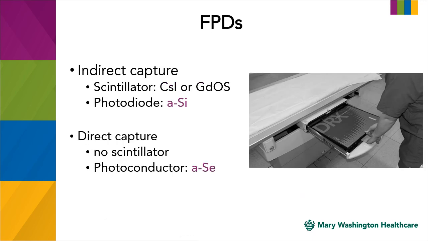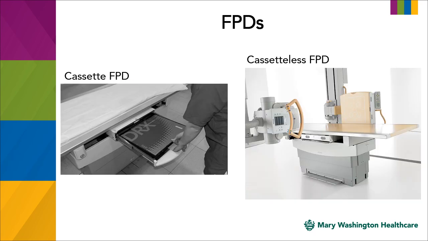So indirect capture, which always involves the use of a scintillator, has cesium iodide or gadolinium oxysulfide and amorphous silicon for its photodiode. Silicon's second letter is an I, just like indirect capture starts with an I. Direct capture has no scintillator and it has a photoconductor, which is amorphous selenium. Both of them are going to look the same as far as the cassettes, or if they're cassetteless. So here's the cassette base and here's the cassetteless, just looking at two different types of flat panel detectors.